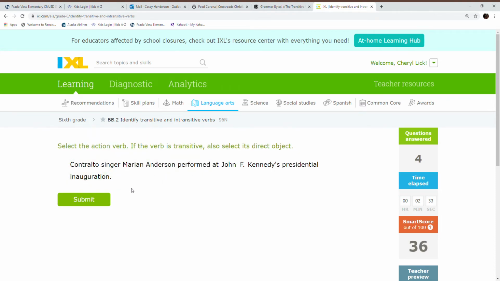Okay, so looking for one that doesn't have a direct object. Contralto singer Marian Anderson performed at John F. Kennedy's presidential inauguration. So contralto singer Marian Anderson is the subject. What did they do? They performed. Performed what? It doesn't say the name of a song or a type of performance. It gives us a prepositional phrase, so that's not going to be a direct object. So good, we finally have one that is intransitive.